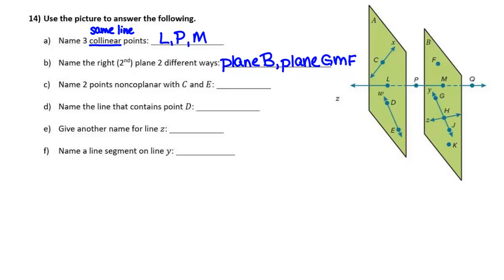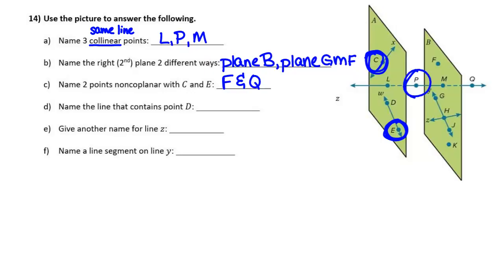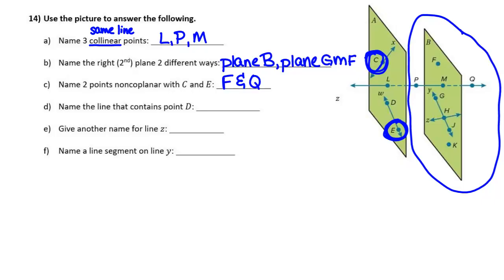All right, part C. Name 2 points that are non-coplanar with C and E. So I've circled points C and E. That's all on plane A. I want any 2 dots that are not on the same green shaded space as those 2 circled points. F and Q would work. We could do point P because that's not on the same plane. We can do any of these circled points. Any 2 of those points would work.